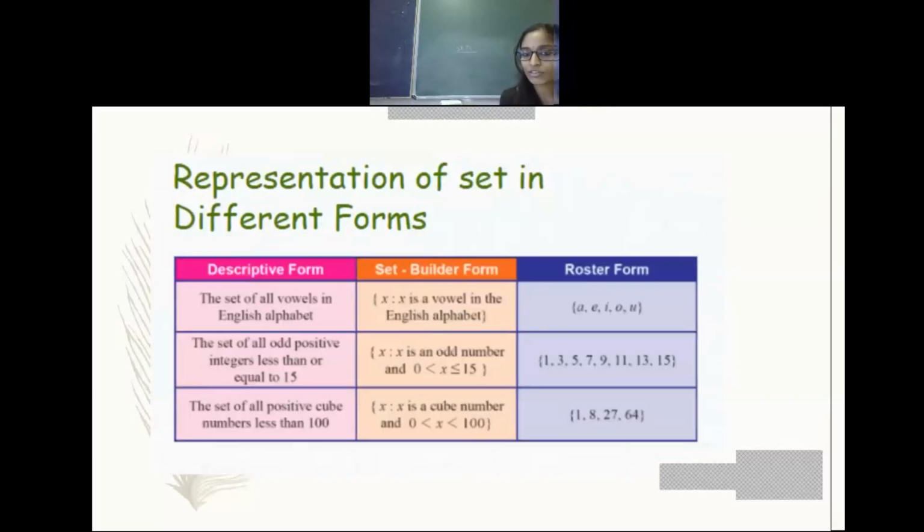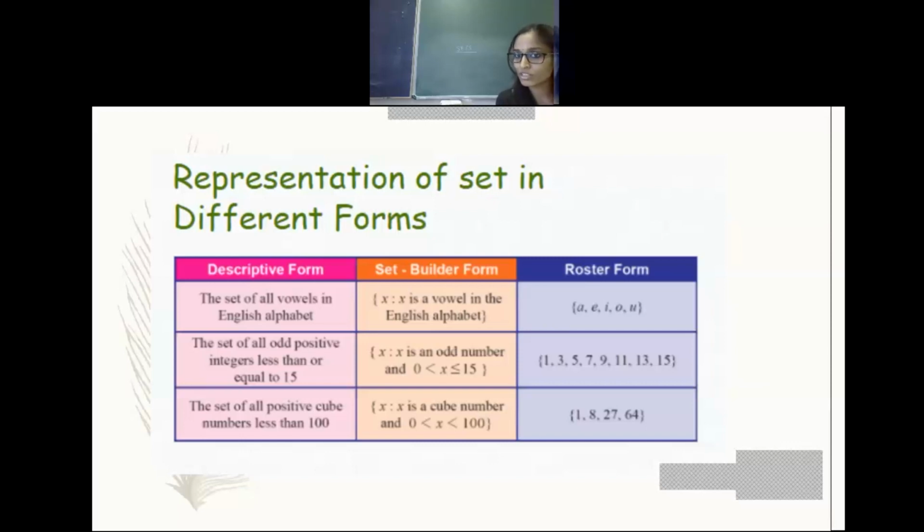So this slide will be helpful in understanding the difference between the set builder form and the roster form. The first one under this, the set of all vowels in English alphabet. If I have to write it in rule method, I will mention the rule. What is the rule here? x such that x is a vowel in the English alphabet. That is the rule. And if I have to list down the elements, I will write a, e, i, o, u as my elements. In the second example, we have the set of all odd positive integers less than or equal to 15. So it is less than or equal to 15 and it is an odd number. So all the odd numbers ranging between 0 and 15, including 15, can be written under this set.